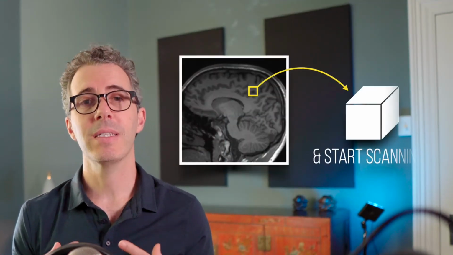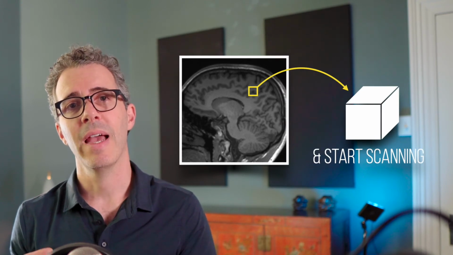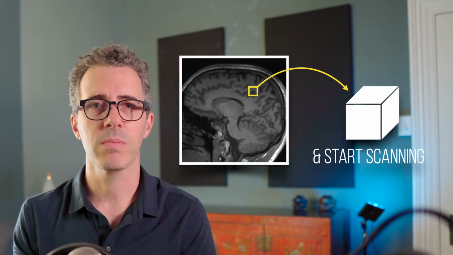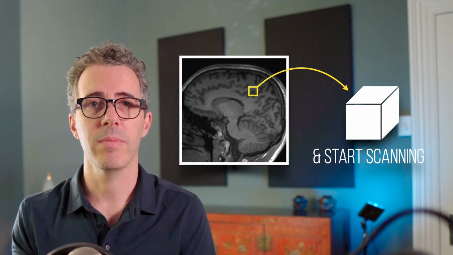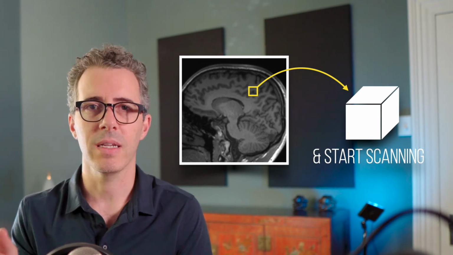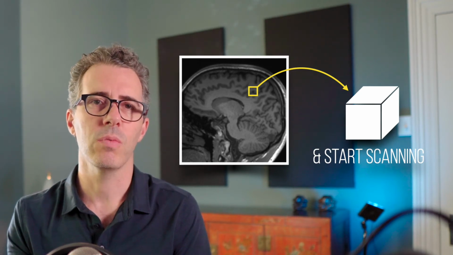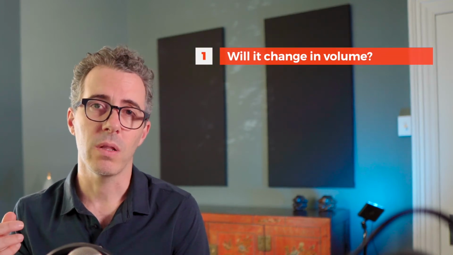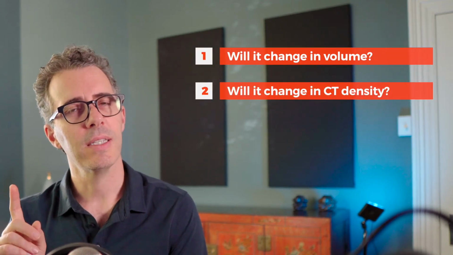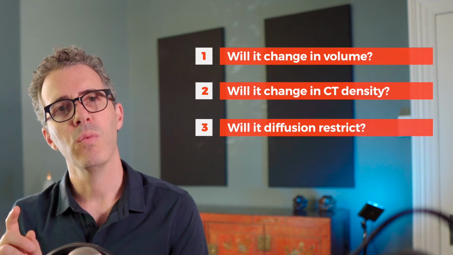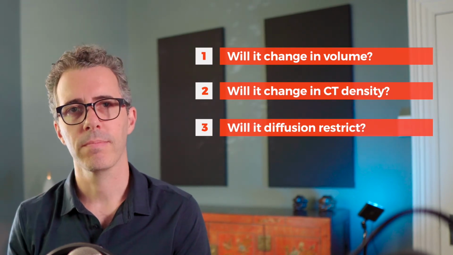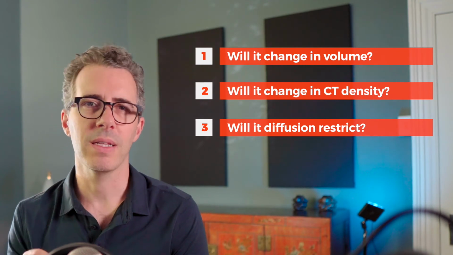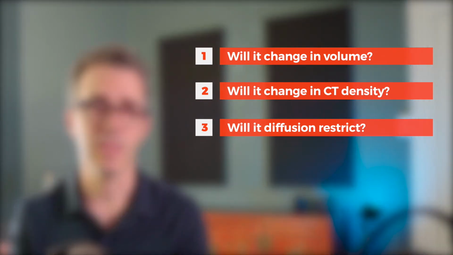We're going to magically teleport a cube of brain tissue out of someone's head and into a sealed box. This tissue is now profoundly ischemic, neither receiving nor draining out any blood. And we can now image this cube with both CT and MR over time, let's say the first 48 hours. Now ask yourself the following three questions. Would it change in volume or swell? Would it change in CT density? And would it demonstrate diffusion restriction? If you're not immediately sure how you're going to answer these three, go ahead and pause the video to consider this for a second.